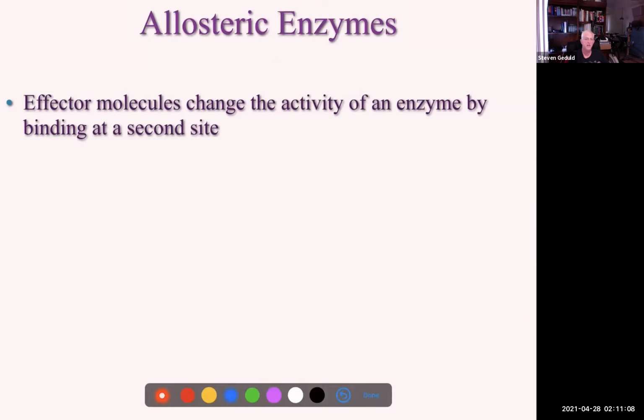Allosteric enzymes. Allosteric enzymes have effector molecules. They change the activity of the enzyme by binding at a second site. They do not bind to the active site, but they bind to a second site on the enzyme, which then modifies the active site.